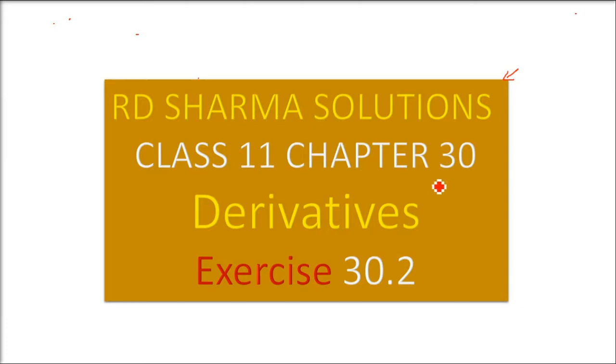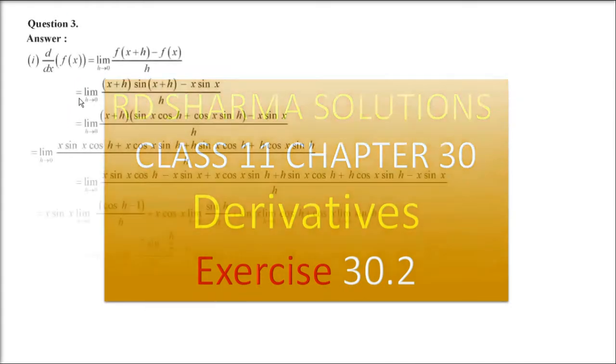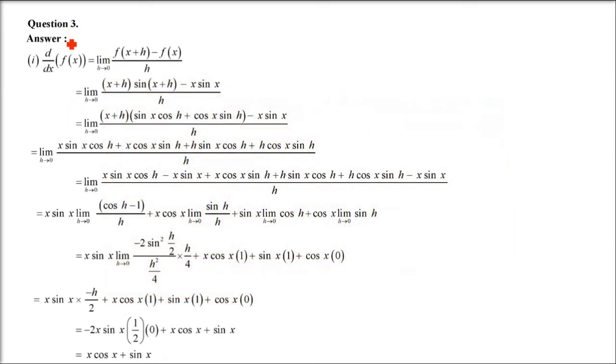This is R.D. Sharma Solution Class 11 Chapter 30 Derivatives, Exercise 30.2. Now we are taking question number 3, and in this question there are around 9 subparts, and mostly the questions are almost similar. So the first question you have to understand very well so that you understand all the others for sure.